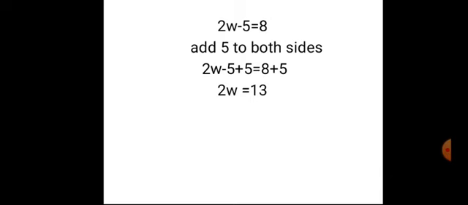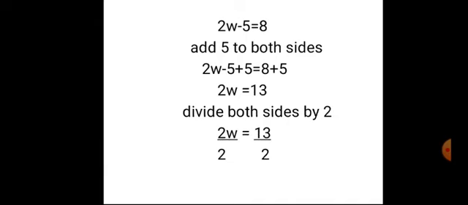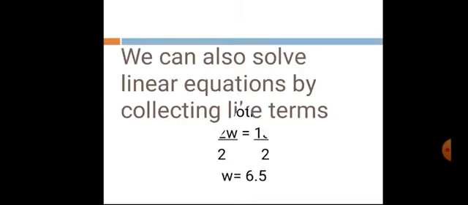Good. We divide both sides by 2. So that gives 2w over 2 equals 13 over 2. 2 cancels 2. We have w, and 13 divided by 2 gives 6 whole number, 1 over 2 as a mixed number, right? And you can also have it as a decimal fraction to be 6.5. So our final answer there is w equals 6.5. Very good. So let's move on.